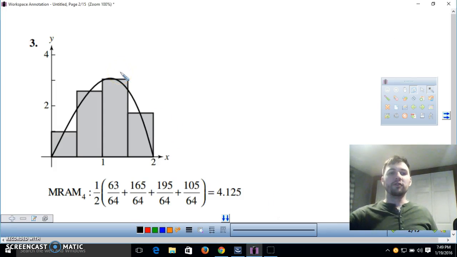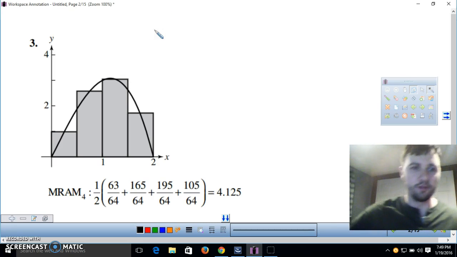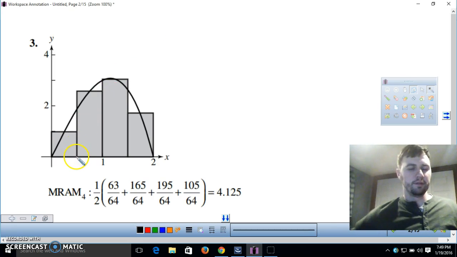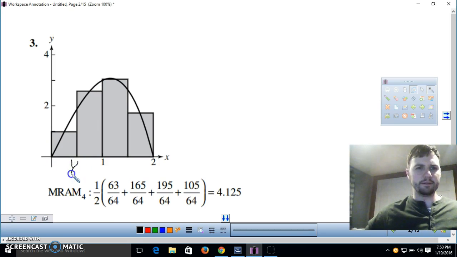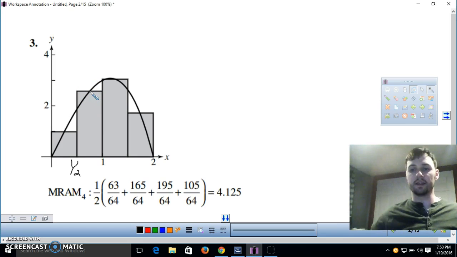Alright, next one. It asked you to do MRAM. Now for MRAM, it's the midpoint between the two, right? So we're still using a half. Writing with a keyboard. Okay, so we get the point between 0 and a half, which is 1/4. And we pick a point between 1/2 and 1, which is 3/4 for my point. And I draw them across and then down. And I pick a point between 1 and 1.5, which is 1.25. And I pick my point and I go down.